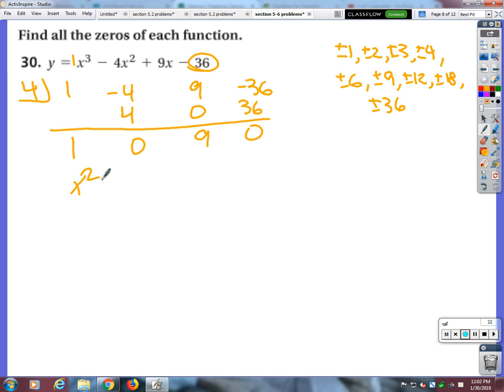X squared. Okay, so x squared plus 0x, so I'm not going to write that, plus 9 equals 0. So I have to solve that for x. How do I do that? Subtract 9 from both sides. So x squared equals negative 9.